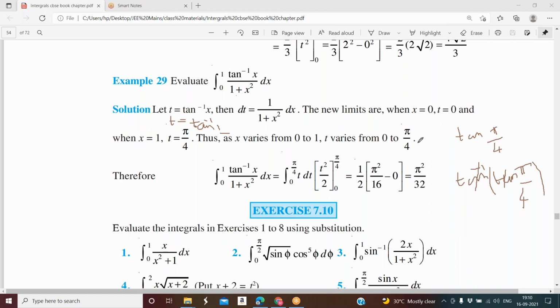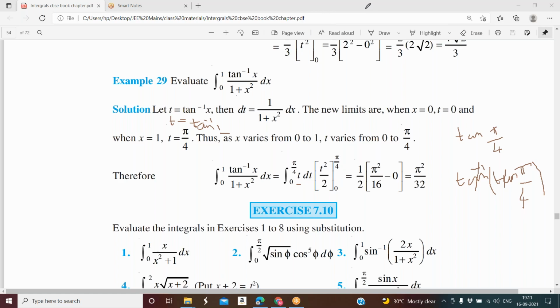Now when x varies from 0 to 1, t varies from 0 to pi by 4. Therefore, the new limits are 0 and pi by 4. Tan inverse x is t, and dx by 1 plus x square is replaced by dt. So t dt is your new integral. Now integrate t with respect to t, you will get t square by 2 between the limits 0 and pi by 4.